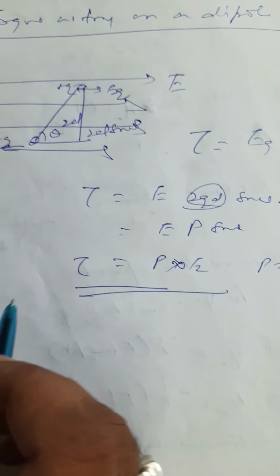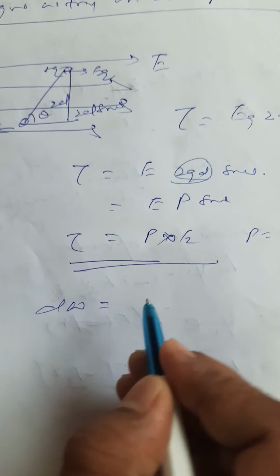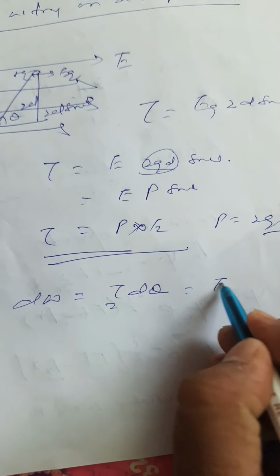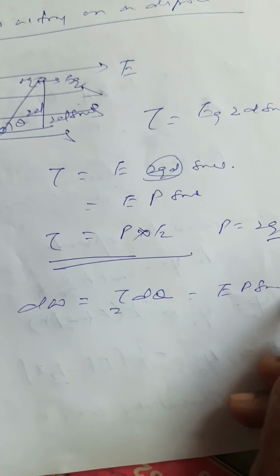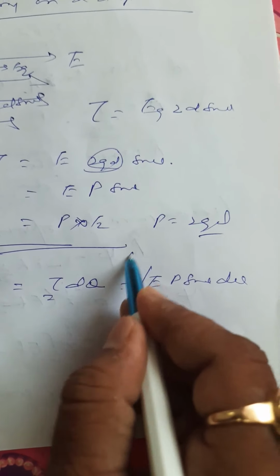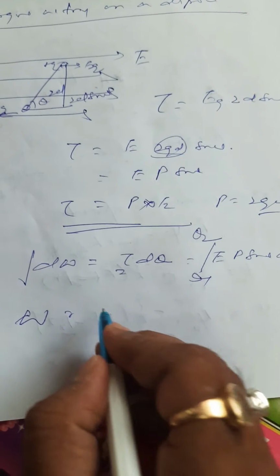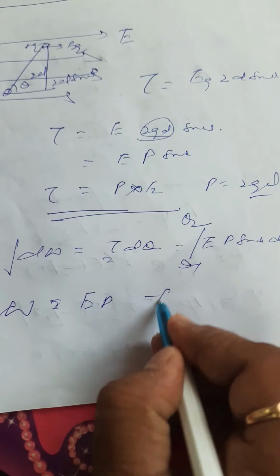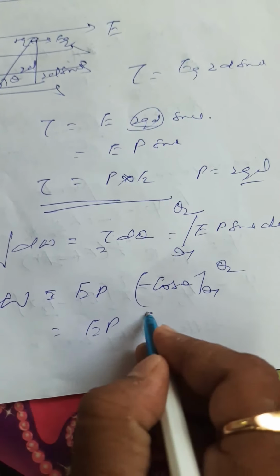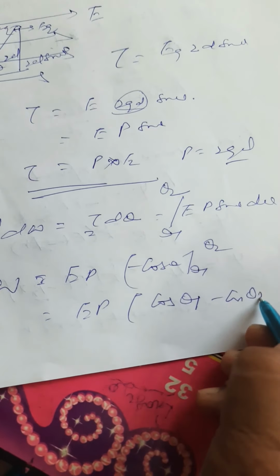Simultaneously, if you have to find out the work done, we will just rotate by a very small angle. So the angular work done will be given by dW is equal to tau d theta. Now tau is E P sine theta d theta. So this could be integrated within the limit theta 1 to theta 2. So your work done will be given by W is equal to EP minus cos theta from theta 1 to theta 2, that will be EP (cos theta 1 minus cos theta 2).